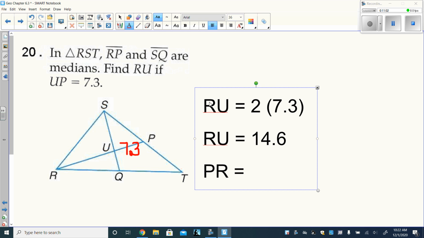Now, if we wanted to find the whole length, PR, all we need to do is add these two lengths together. So we would add 14.6 and 7.3 to get 21.9. And that's it. That's all we need to do for this here.